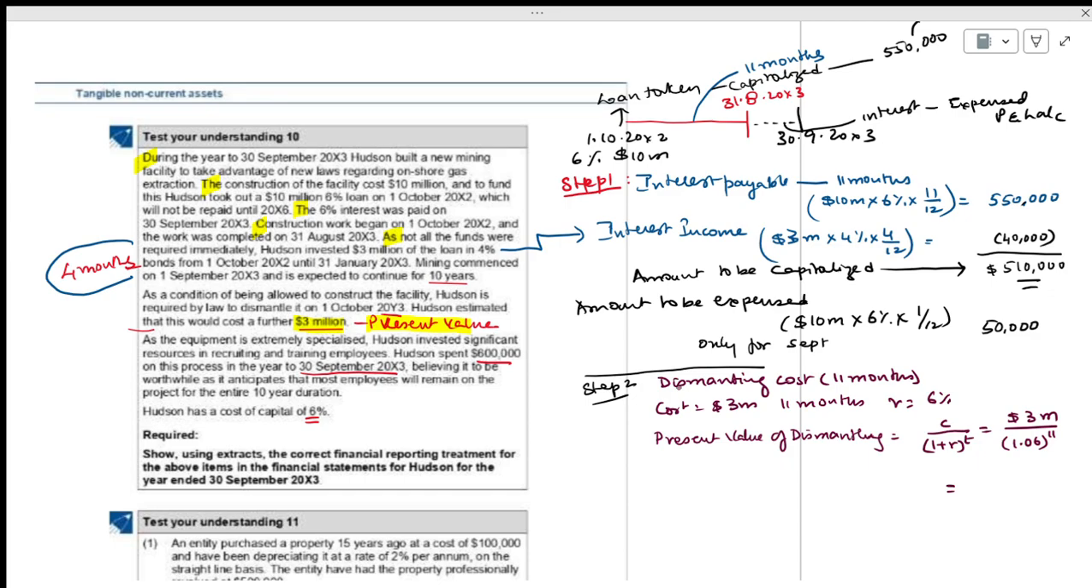Should be 0.11, the period, right? Because it's less than 1 year, and also the interest rate will be divided by 12 months. 3 divided by 1.06 to the power of 11.